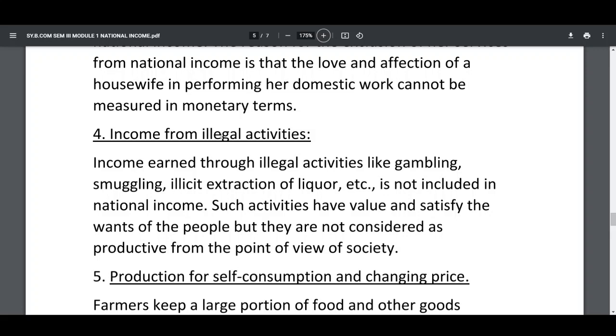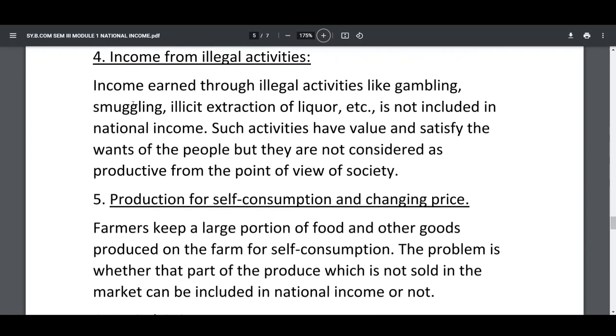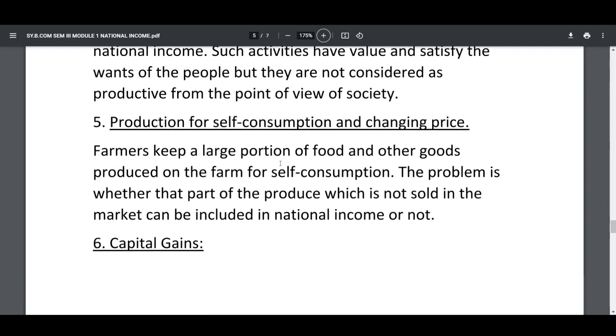Fourth, income from illegal activities. Income earned through illegal activities like gambling, smuggling, illicit extraction of liquor, etc. is not included in national income. Such activities have value and satisfy the wants of the people, but they are not considered as productive from the point of view of society.